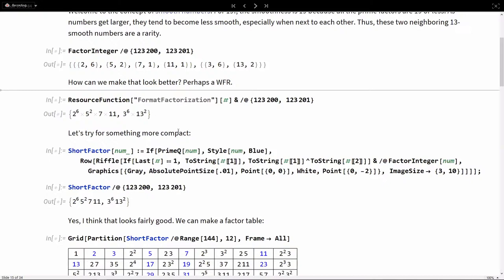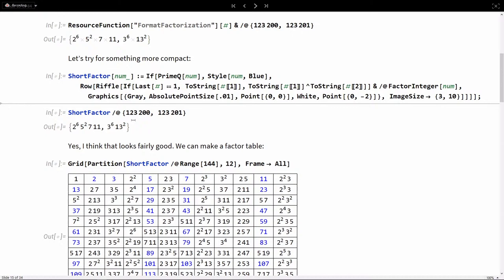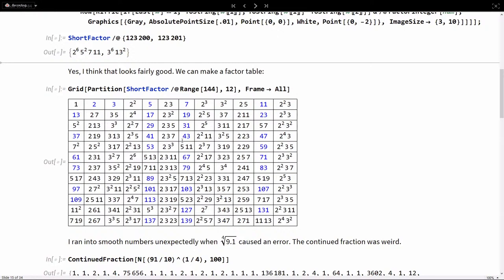So we can make shorter versions than this for factorization. Here's one sample with the usual factorization format. But I wrote this bit of code to make it even more compact. So this number is equal to 2 to the 6, 5 squared, 7 times 11. And this is 3 to the 6 times 13 squared. So here's a factorization table for the numbers up to 144.